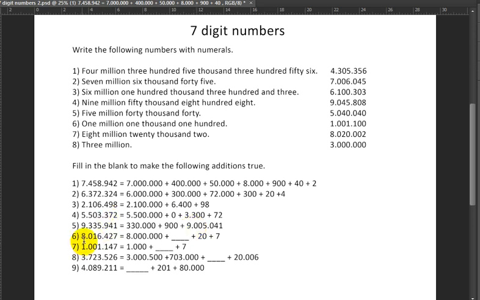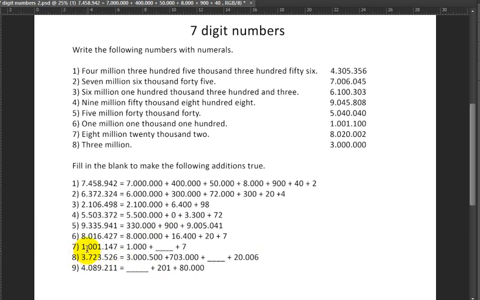Next up, we want to make 8,016,427, and we already have 8,020,000 and 7. So what do we need? We have the millions. We don't need hundreds of thousands. It's already 0. We're going to need tens of thousands and the thousands and the hundreds. So 16,400 is what we need to make this addition true.